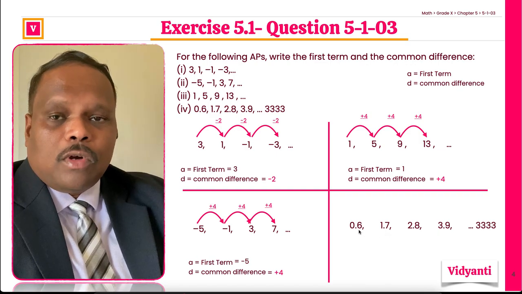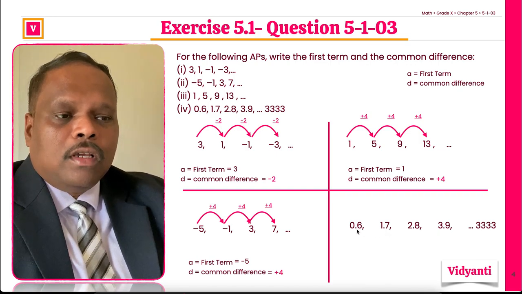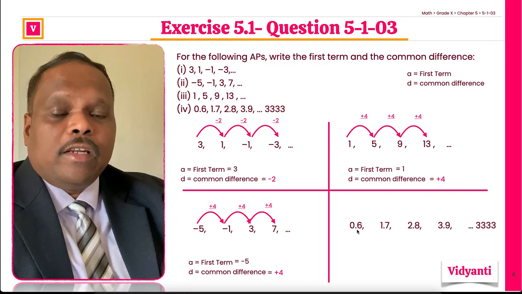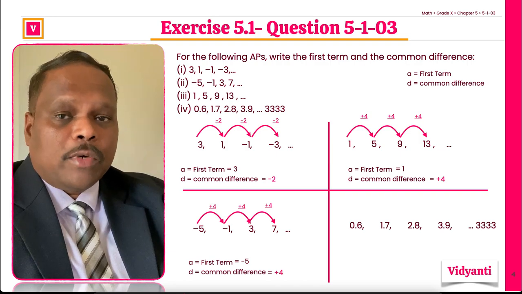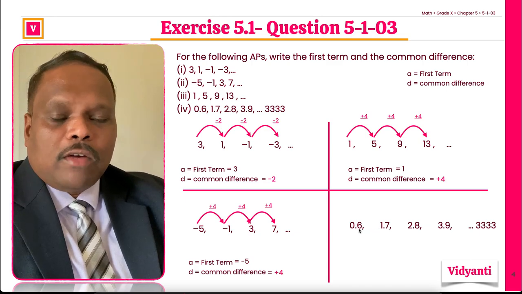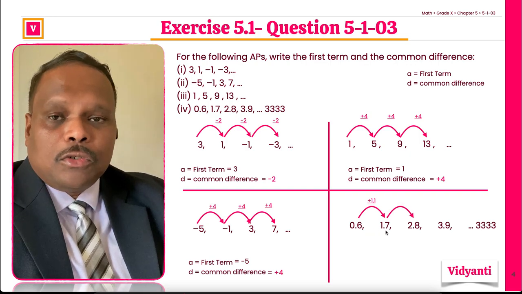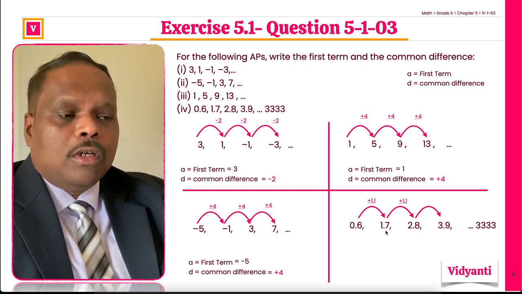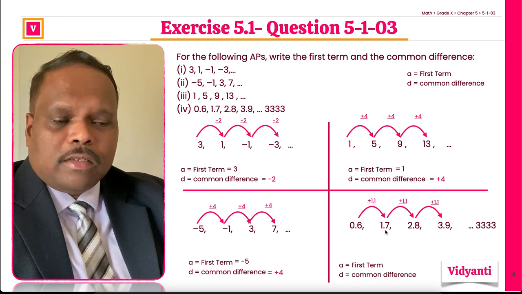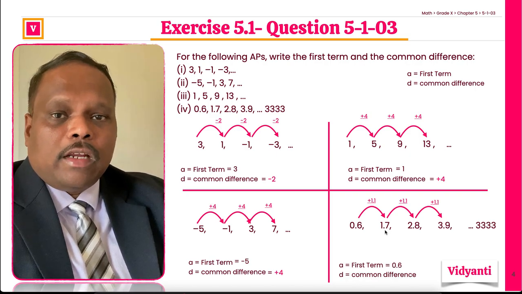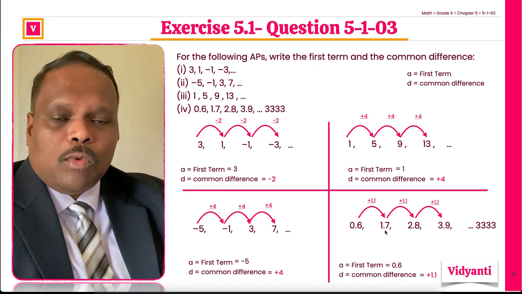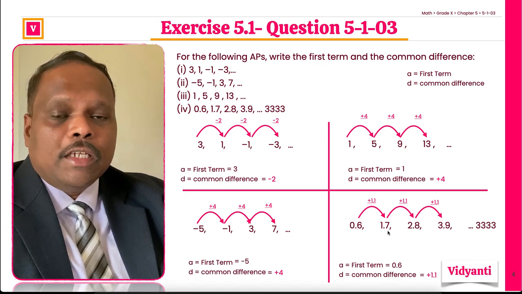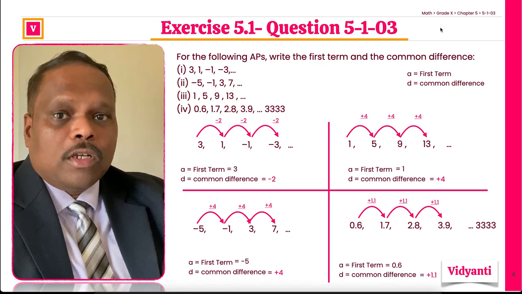So here, you have to ask yourself a question. If you start with 0.6, what exactly do you have to do? How much do you have to add or subtract in order to reach the second term? Starting with 0.6, you have to add positive 1.1 in order to go to 1.7. And this is true for subsequent terms also. So that means the first term in this case will be 0.6 and the common difference will be 1.1. So these will be your answers for each case for the 4 sub questions.